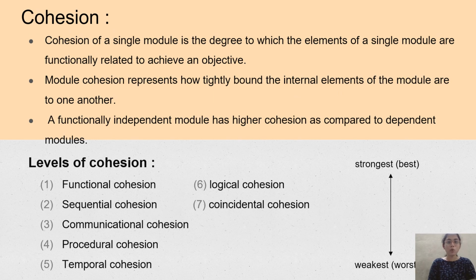Cohesion. Cohesion of a single module is the degree to which the elements of a single module are functionally related to achieve an objective. Module cohesion represents how tightly bound the internal elements of the module are to one another. A functionally independent module has a higher cohesion as compared to a dependent one. There are levels of cohesion: functional, sequential, communication, temporal, procedural, logical, and coincidental cohesion.